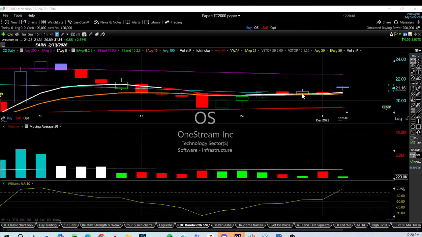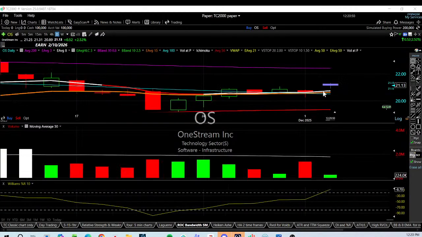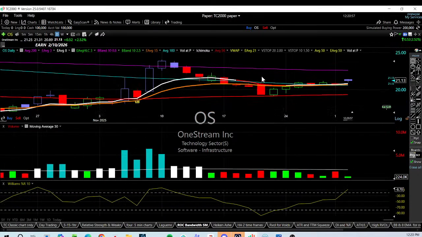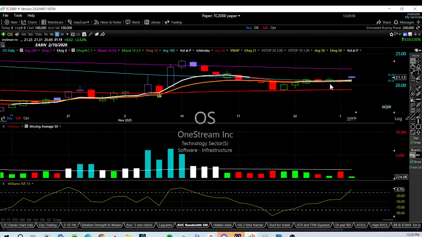Bounce back up above the 8. The 8 just crossed through the 15 yesterday, and it's moving up to the 200 right up here. This is actually a bullish setup right now. This is a bullish setup on this chart, trade on OS.